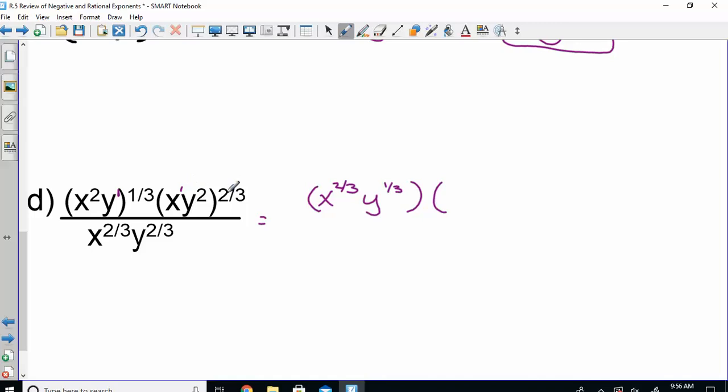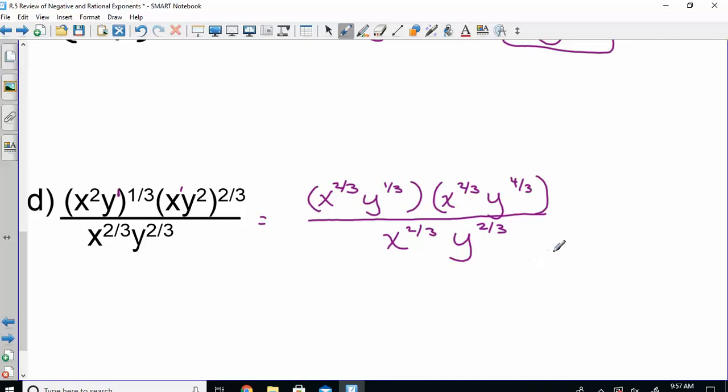For the second one, this is an x to the first. So 1 times 2/3 is 2/3. The y's, 2 times 2/3 is 4/3. And my bottom stays for a moment. X to the 2/3 and y to the 2/3.